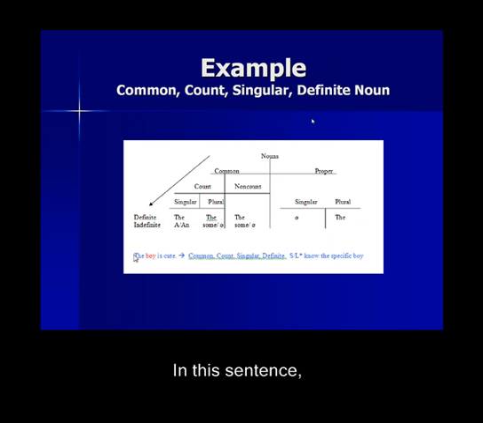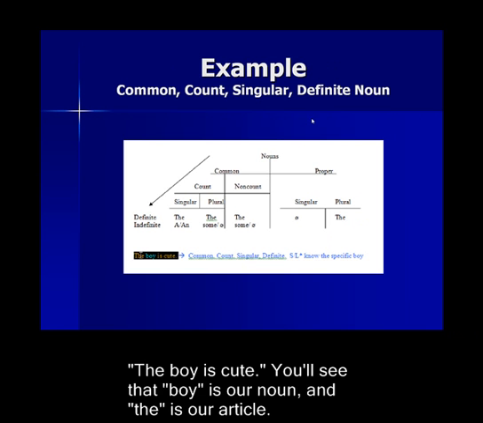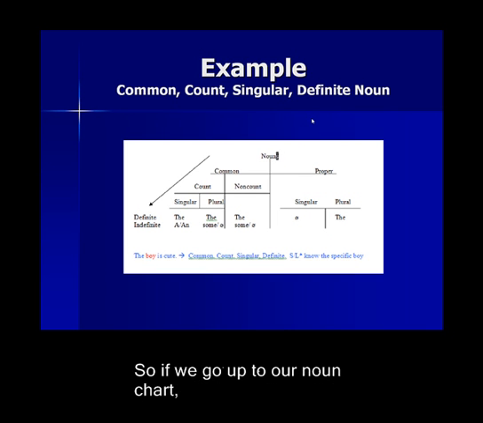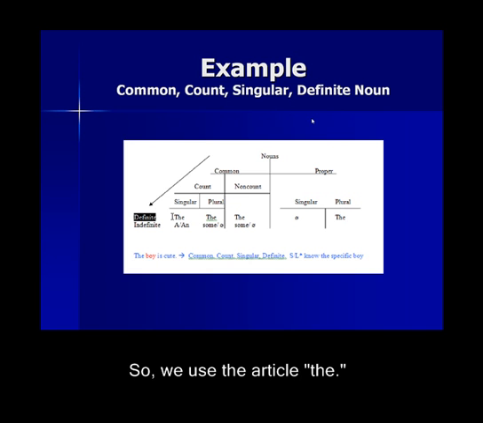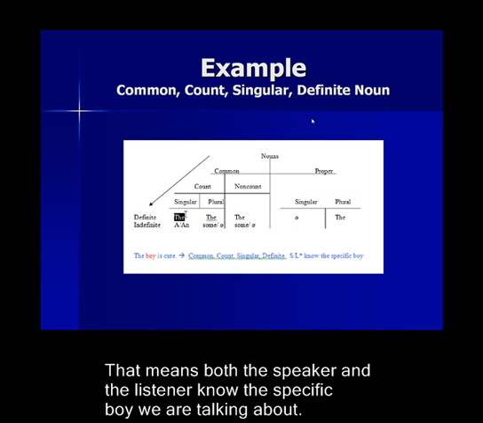In this sentence, "The boy is cute," you'll see that boy is our noun, and the is our article. So if we go up to our noun chart, boy is a common, count, singular, definite noun. So we use the article the. That means both the speaker and the listener know the specific boy that we are talking about.